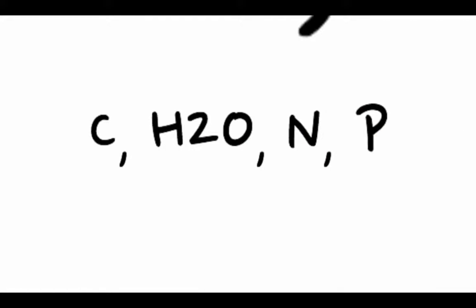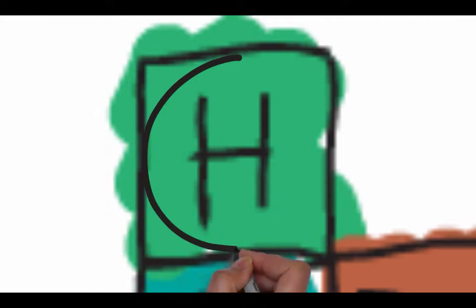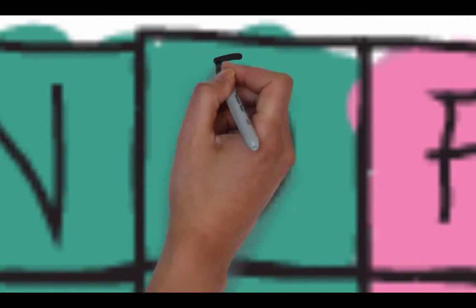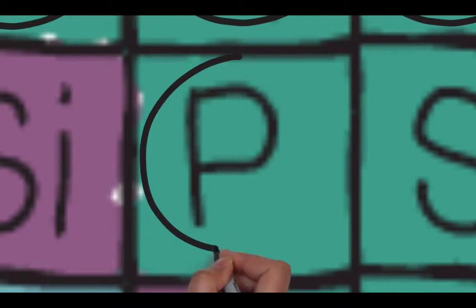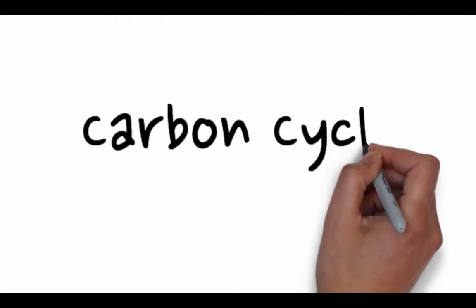You can see the elements involved here on the periodic table: carbon, hydrogen, and oxygen, found in the compound water, nitrogen, and phosphorus. Let's take a look at the carbon cycle. This cycle is most closely related to the transfer of energy through the ecosystem.